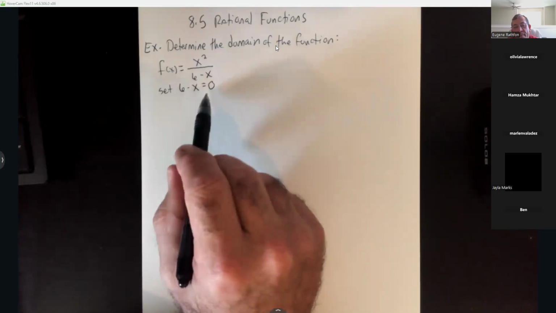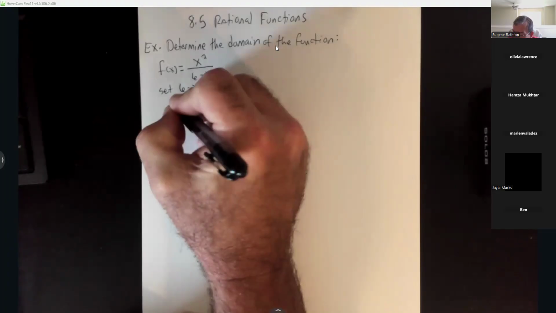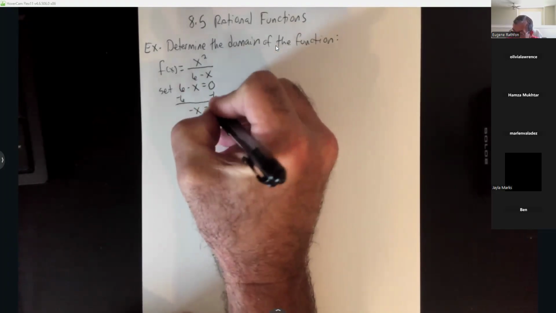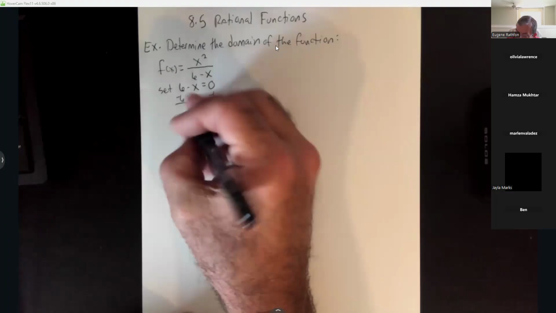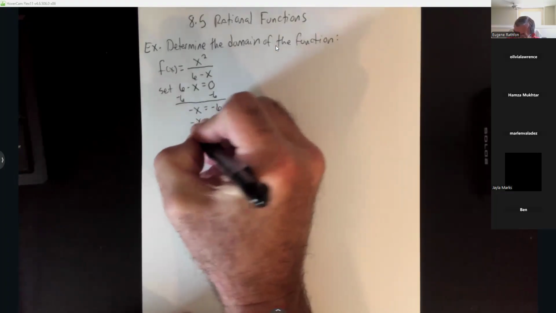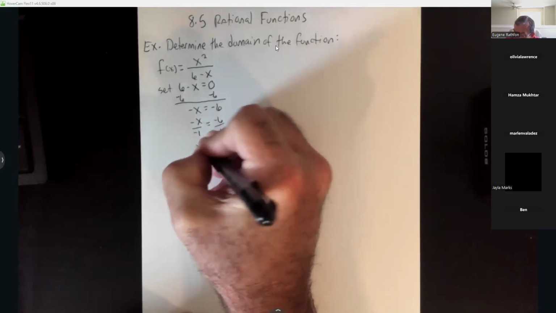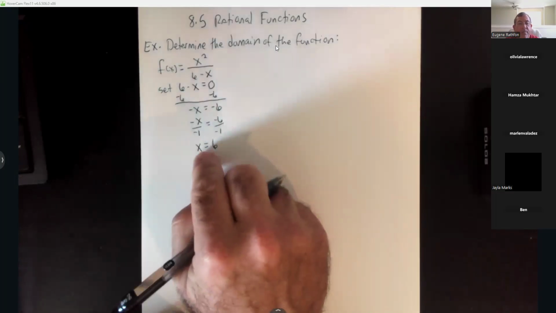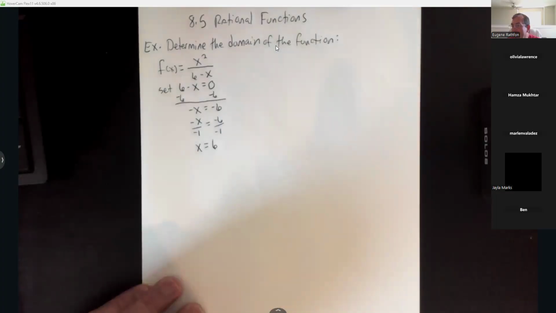So here, to solve that, I would subtract 6. Well, that cancels, and I get a negative x equals a negative 6. And then we need to make the x positive, so divide both sides by negative 1. So this is positive x, and then negative divided by negative makes that a positive 6. So we need to kick out 6 from our domain.